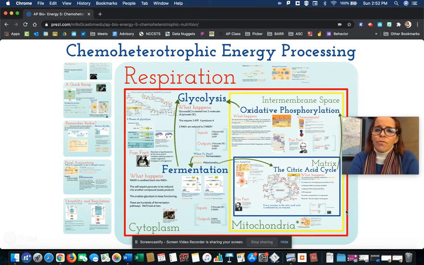Remember that autotrophs are plants. Auto means self and troph means feeding or food. And that means that they make food within their own bodies. So that's photosynthesis. Autotrophs do photosynthesis and make their own food.